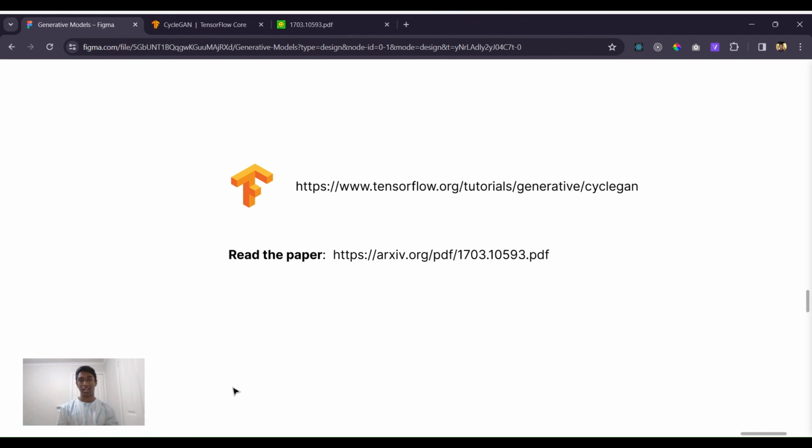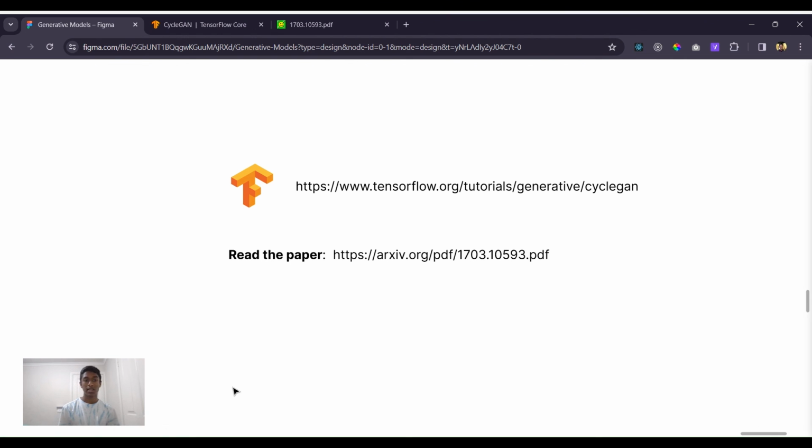So that's why the CycleGAN architecture is really powerful. You can have just a collection of images in one domain and another collection of images in another domain, and those domains should be transferable. And then you can train this CycleGAN architecture to translate between those two domains.